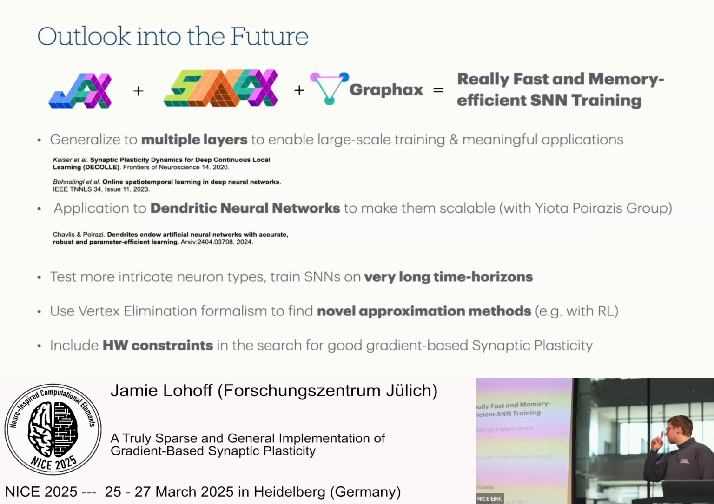We're also working with Yota Pairazi's group to use this stuff that I just presented to make dendritic neural networks faster. And also me personally, my PhD is pretty much about what I just presented. I also want to learn these approximations directly from scratch using RL. So this is all the stuff that I work on. Finally, what we'd like to do is integrate hardware constraints as well, right? Sometimes you maybe just want to use approximations because certain things are very expensive to compute. So these are things that we are thinking about in the future. So yeah, that's it.